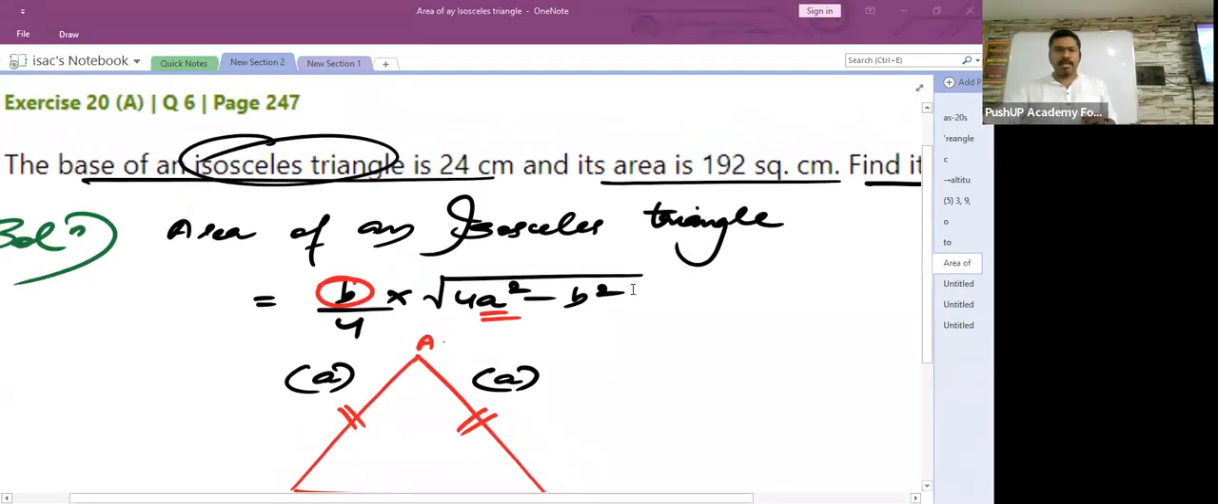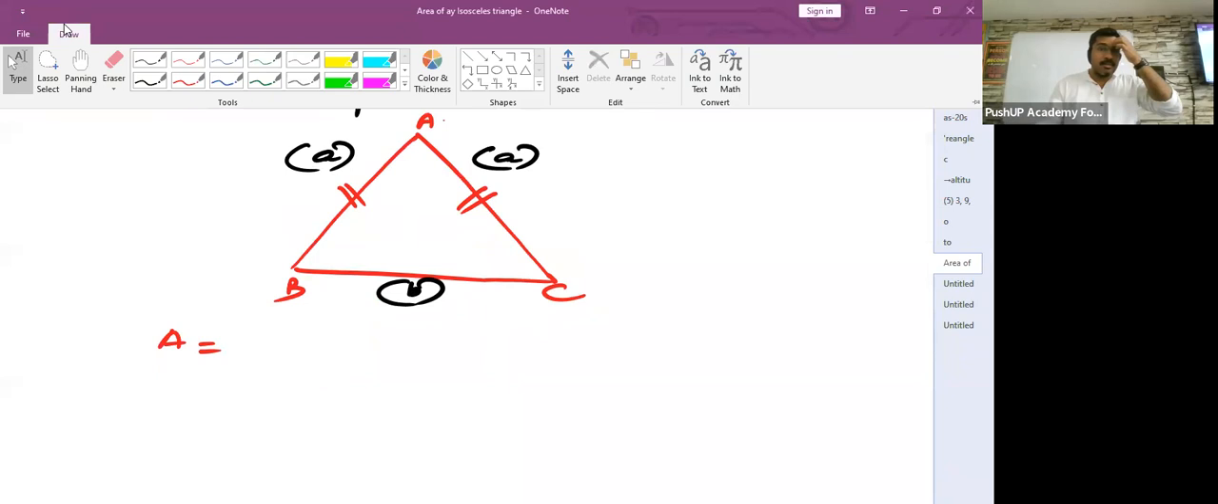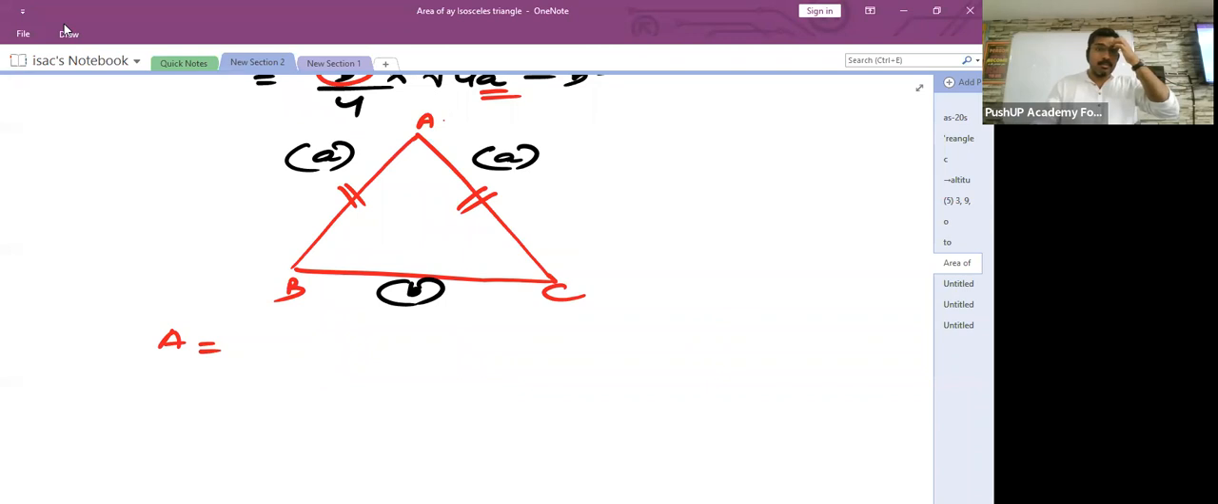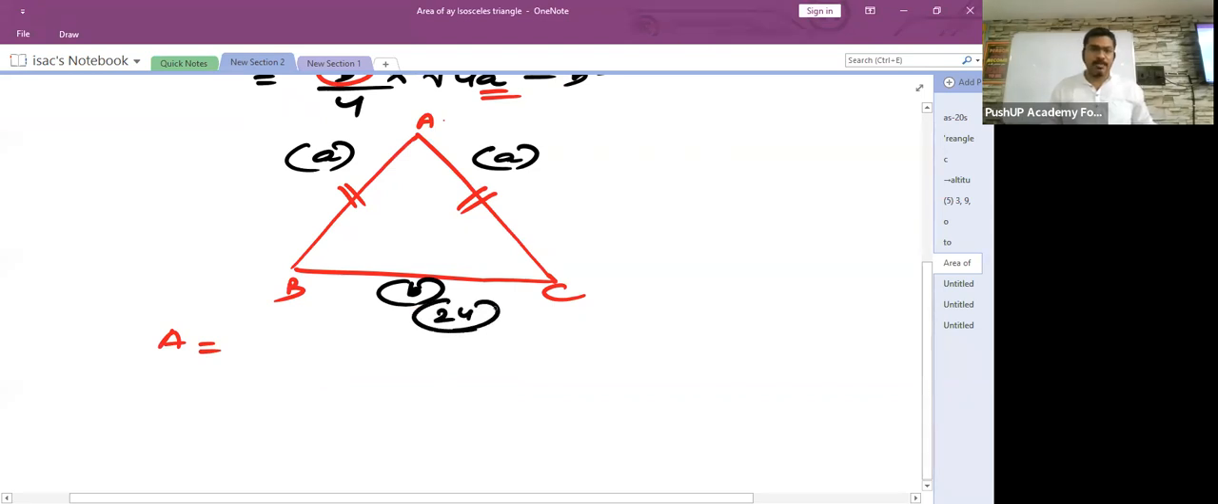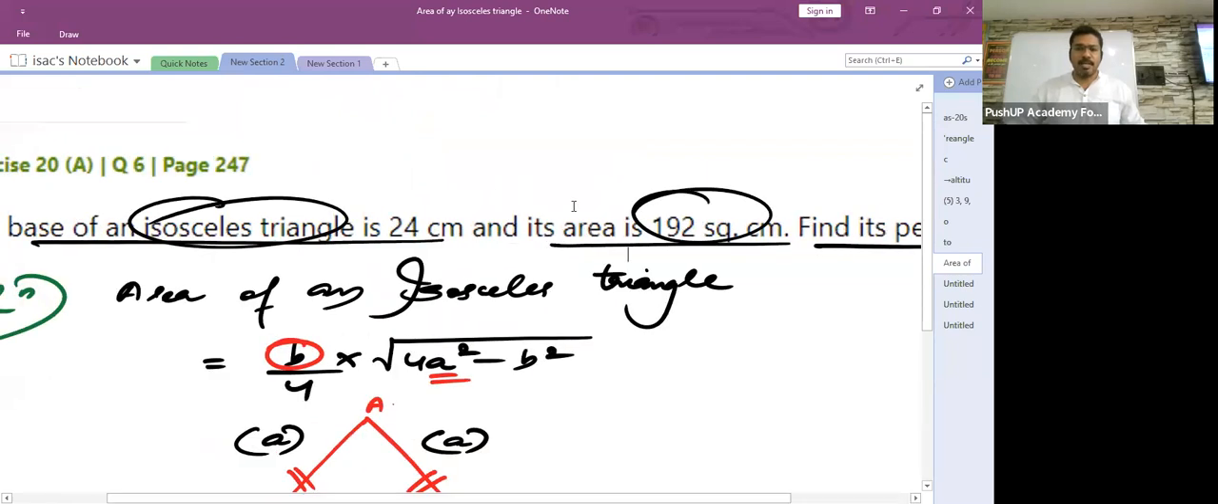Now, let's solve the sum. The base of an isosceles triangle is 24 and its area is 192 square centimeters. Base of an isosceles triangle is given to us, children. How much it is? 24, right? So I will take the base BC as 24 centimeter. Then what did they say? Its area is equal to 192. Find its perimeter.